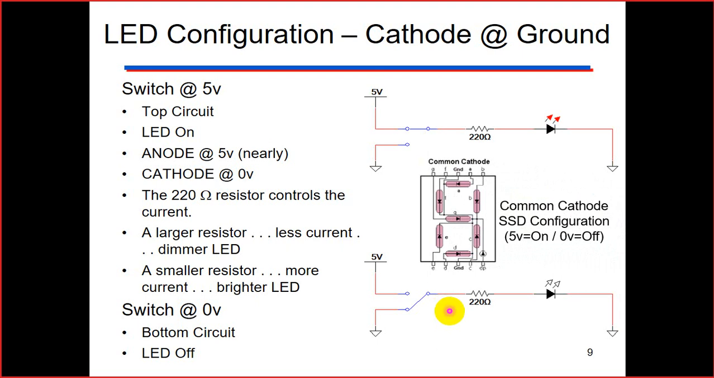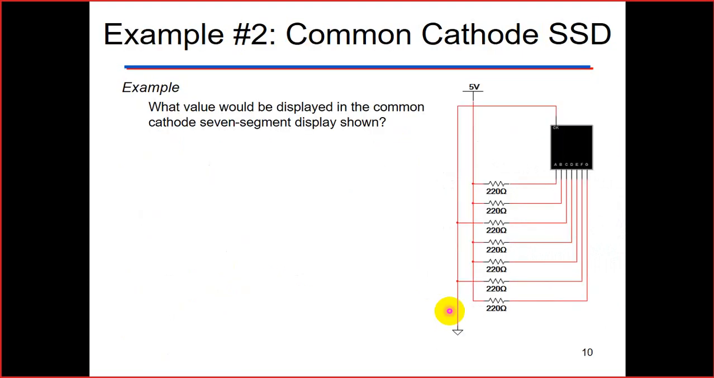Okay. So let's see the example. What value would be displayed in the common cathode 7-segment display shown? Now you tell me. I am giving you the floor. Look at the picture and tell me what value will be displayed.